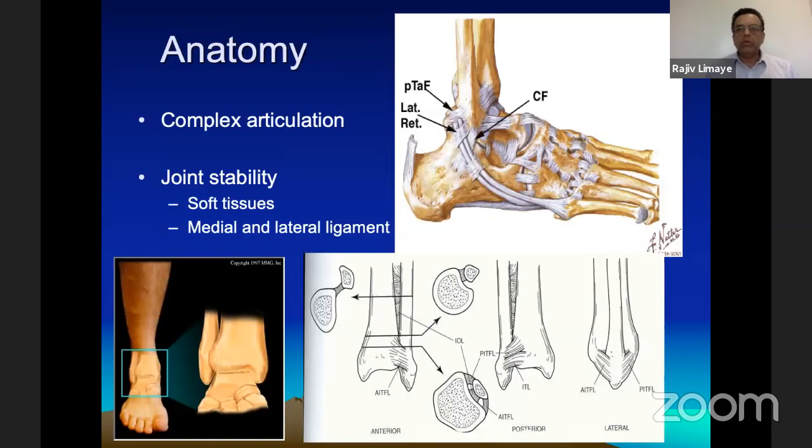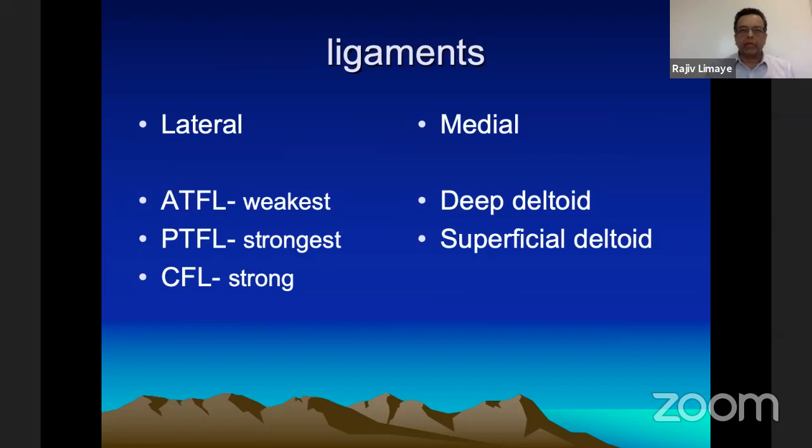So in order to know a little bit more about it, one has to revisit the anatomy again. The ankle anatomy is complex. It's made by tibia, fibula, and talus, with supporting ligaments all around the ankle, both medially, laterally, superiorly, and inferiorly, supported by the calcaneus and the talus. There are ligaments on medial and lateral side of the ankle. Laterally, there are three important ligaments: the anterior talofibular ligament, also known as ATFL, the posterior talofibular ligament, which is the PTFL, and the CFL, which is the calcaneofibular ligament. On the medial side, there is a deltoid ligament, which is split into superficial and deep deltoid.